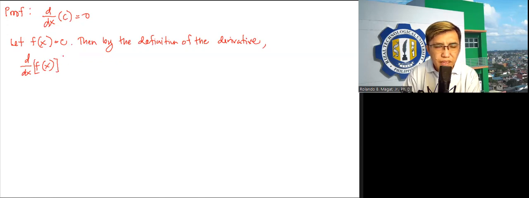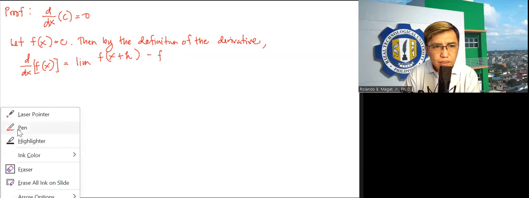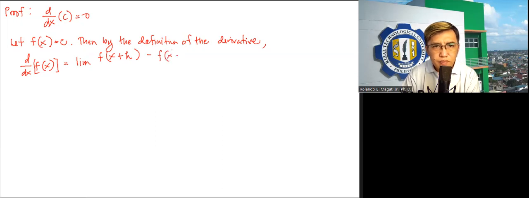Or f prime of x, it will do, is equal to the limit of f of x plus h minus f of x, sorry, this one is f of x, over h as h approaches 0.